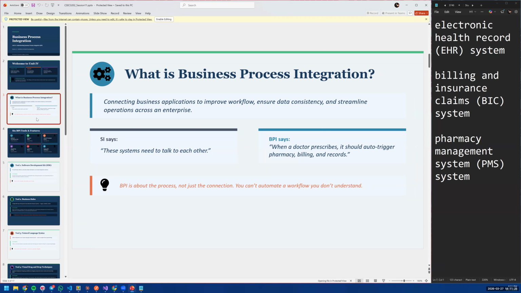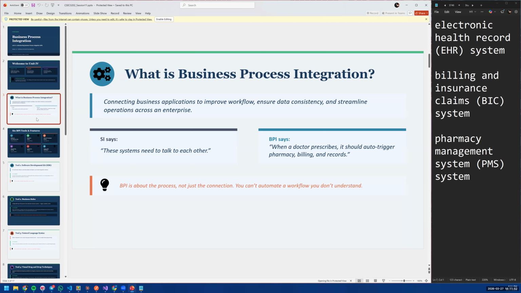The definition I'm going to give you is going to sound very familiar, but I'll help to clarify it in a second. BPI is the process of connecting business applications to improve workflow. It also ensures data consistency, and it also helps to streamline operations across an enterprise. So like I said, that may sound a lot like systems integration in general. So I'll explain what the difference is.